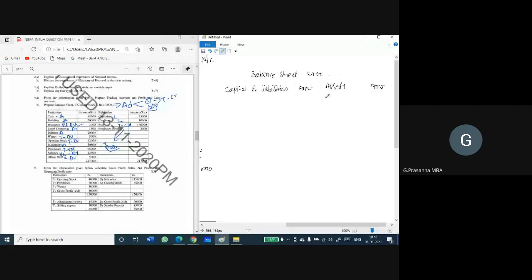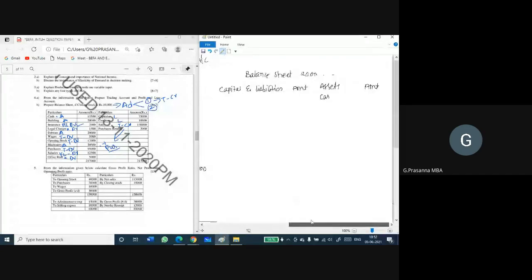I have taken the closing stock in the trading account. Simply I'm taking cash. What is the amount of cash? 13,500. Next, building. Building is an asset. So I'm taking building here. What is the amount of building here? 20,000.